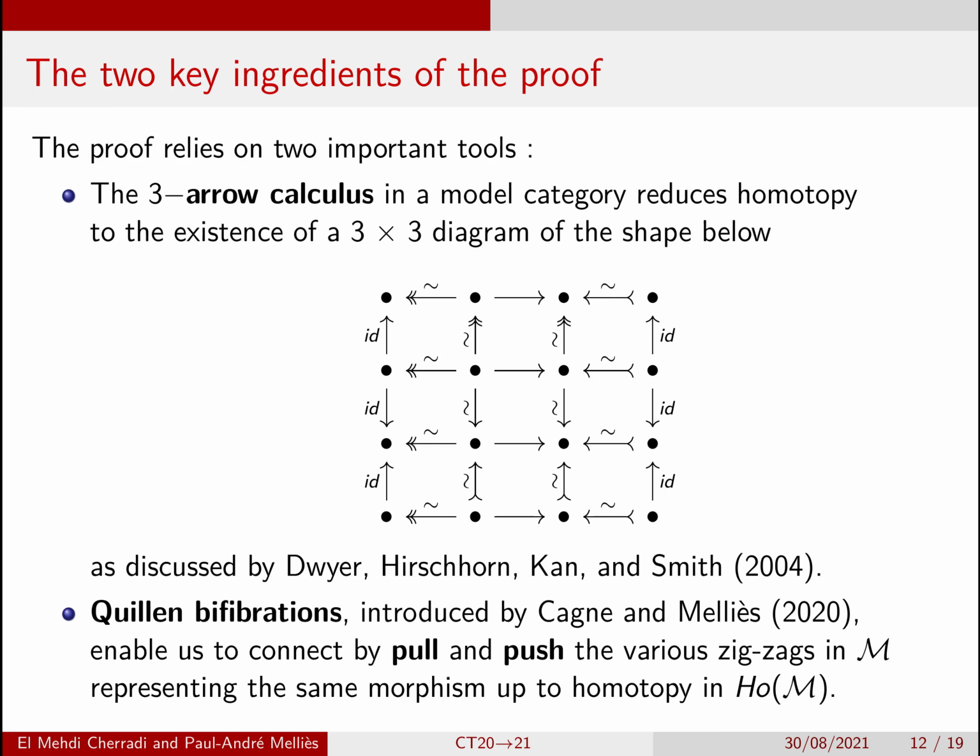First, we rely on the three-arrow calculus in a model category, which reduces homotopy to the existence of a 3x3 diagram of the shape below. This is discussed in great detail in a book by Dwyer, Hirschhorn, Kan, and Smith, 2004. The second ingredient is a notion called Quillen bifibrations, introduced by Kahn and Méliès in 2020, which enables us to connect by pull and push the various zigzags in the previous diagram in M, which represent the same morphism in the homotopy category.